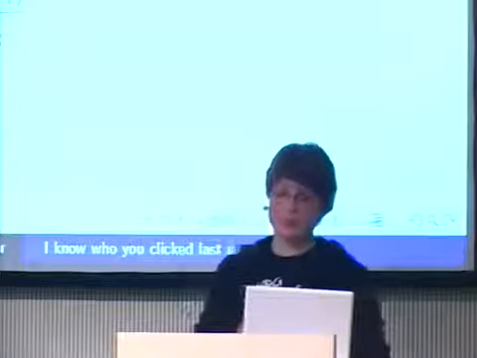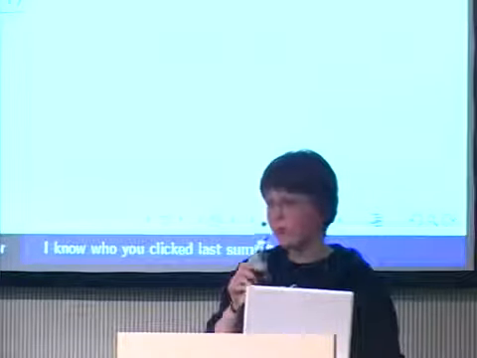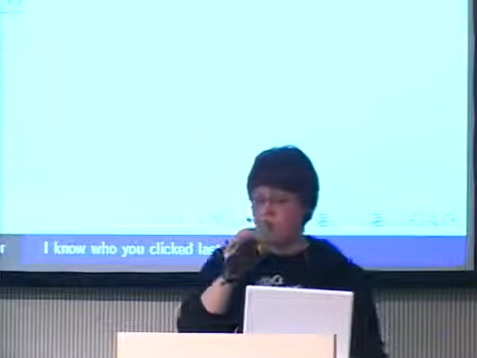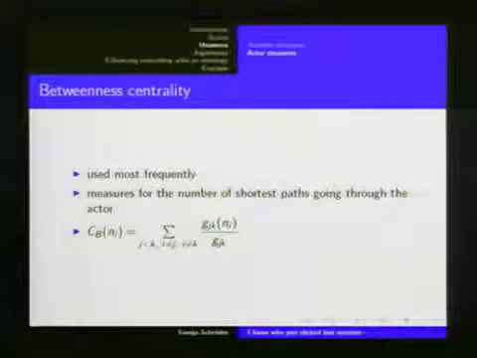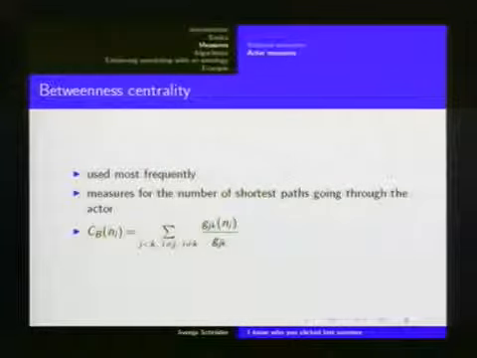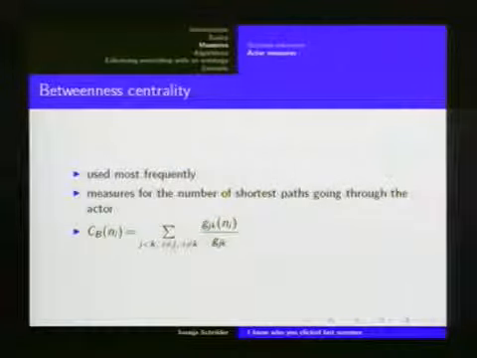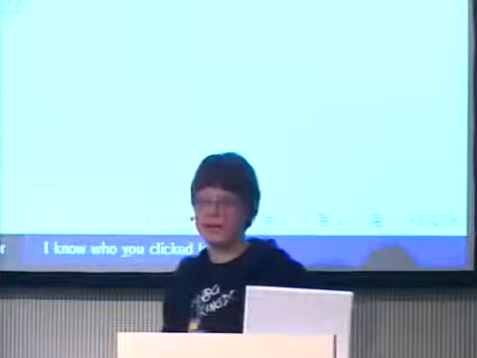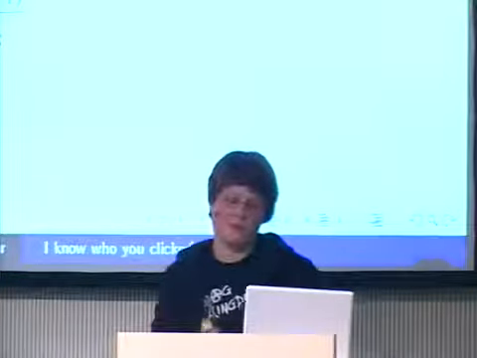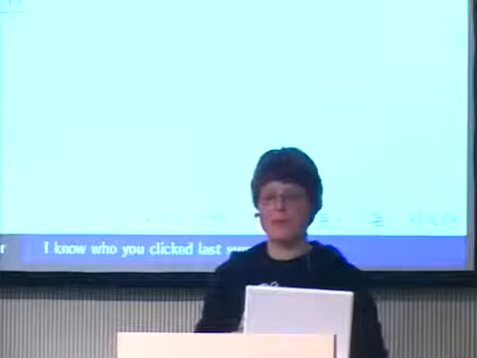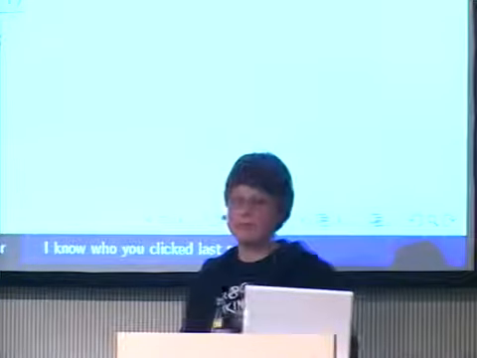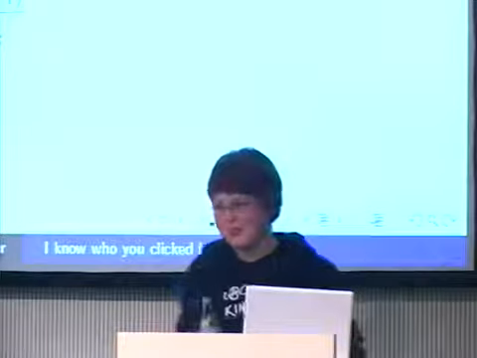Betweenness centrality is used most frequently. This one measures the number of shortest paths going through the actor. That means a person with a big betweenness centrality sits on very many distances between other actors. I'm always thinking of the spider web metaphor, but maybe that's not really right. But if you have a high betweenness centrality, then you're a very central person.